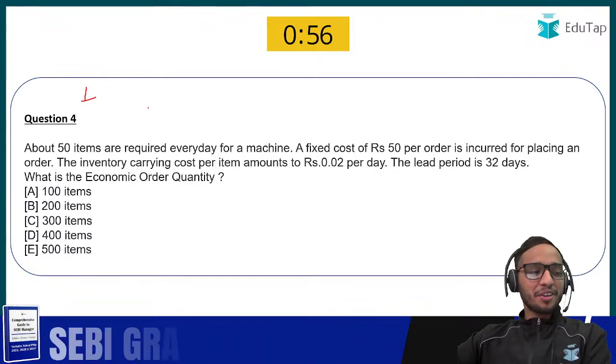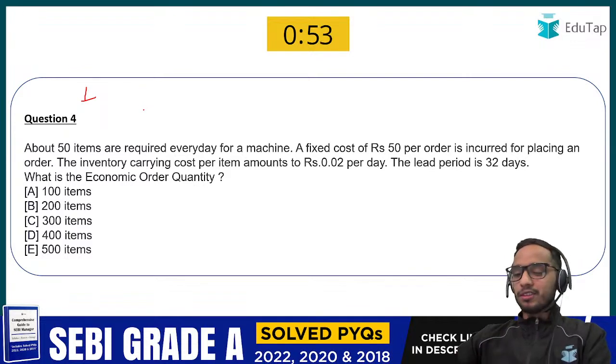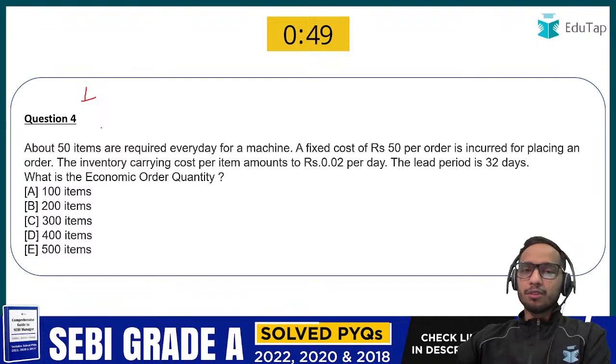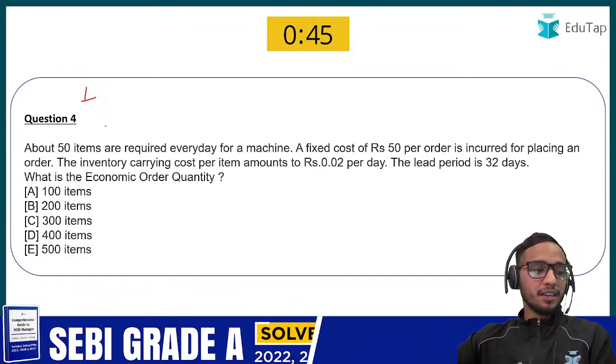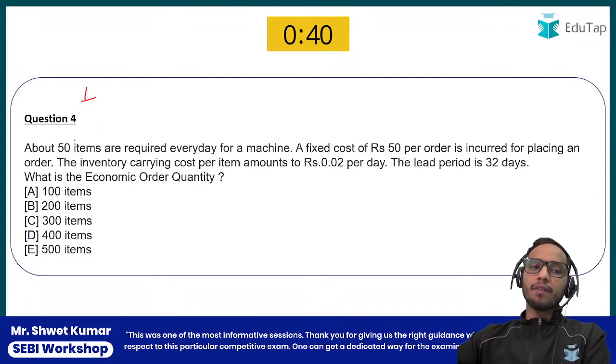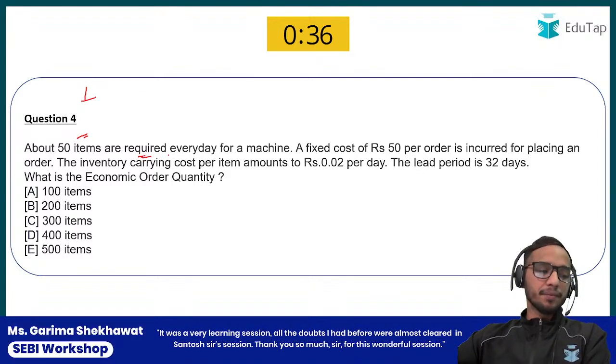I am going to give you 2 minutes to solve this question. Let me read out this question for you, and let me give you a hint as well. Then you are going to attempt it. And obviously I am assuming you have your copy and pen. Don't sit without having the copy and pen. So what do we have in the fourth question? About 50 items are required every day.